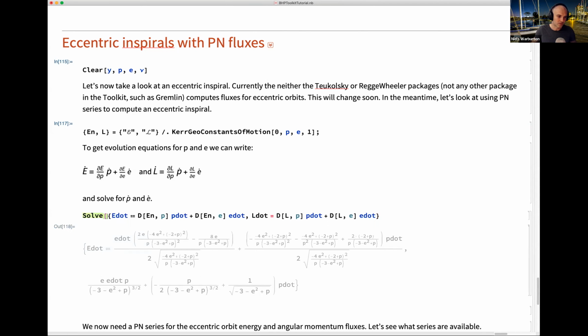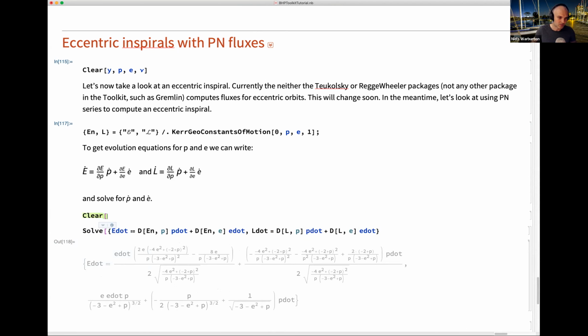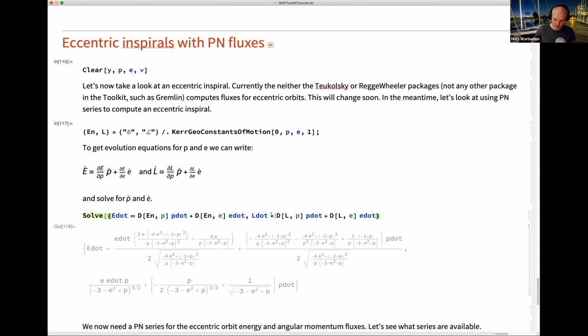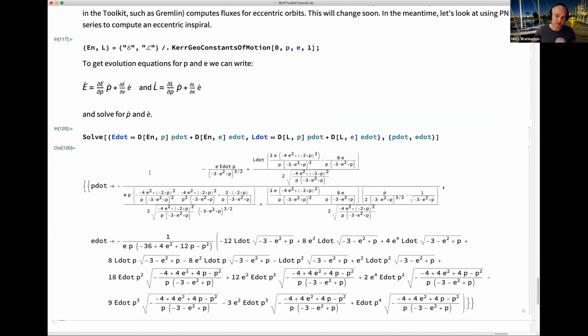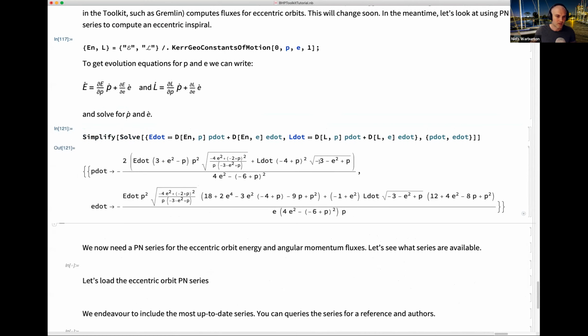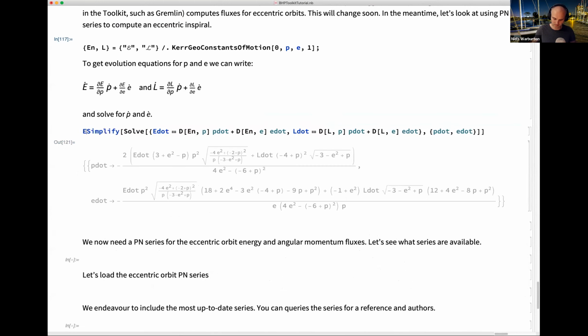And we can just solve that then. Oops, let me take double equals, not one. That's going to cause problems. Just clear that assignment. We can solve that for p dot and e dot. So that's there. They look kind of messy, but we've just simplified them. Yeah, so they're not too bad. So those are the equations of motion that we want.